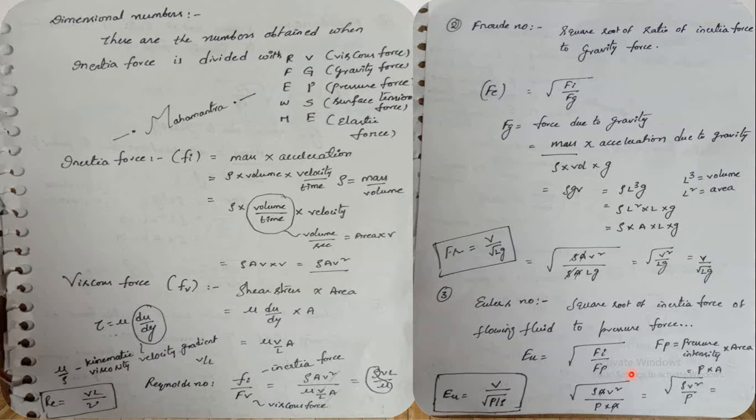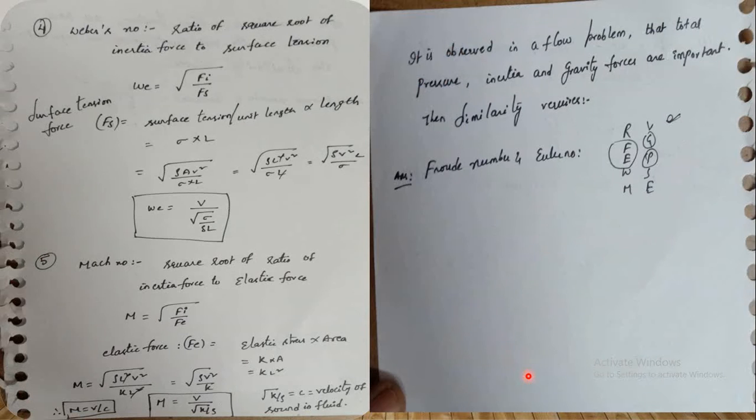Now coming to the Euler number. The Euler number is the square root of the ratio of inertia force of the flowing fluid to the pressure force. The Euler number is nothing but V by root of P by rho, and you can see the cancellations, where the pressure force is P into area.